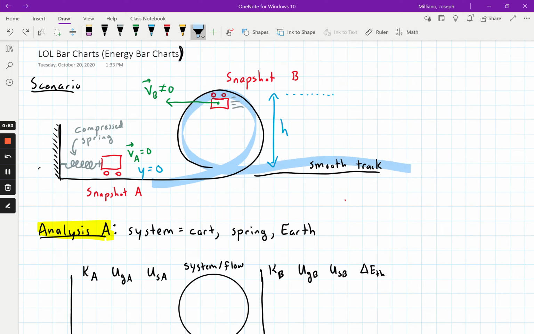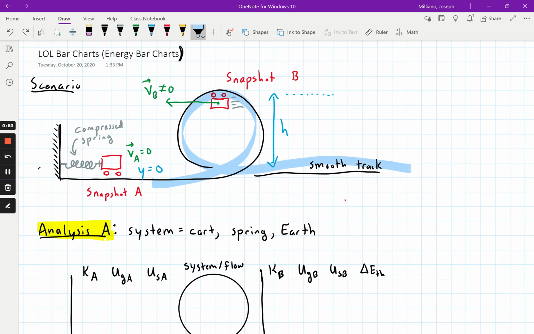The first bar chart on the left describes where the energy is in snapshot A. That energy could be stored as kinetic energy, which is the energy stored in motion. That energy could be stored in gravitational potential energy, which is energy stored in a gravitational field due to a height difference between where the cart was and where it is. So that's energy due to the configuration of the objects in our system and where they are.